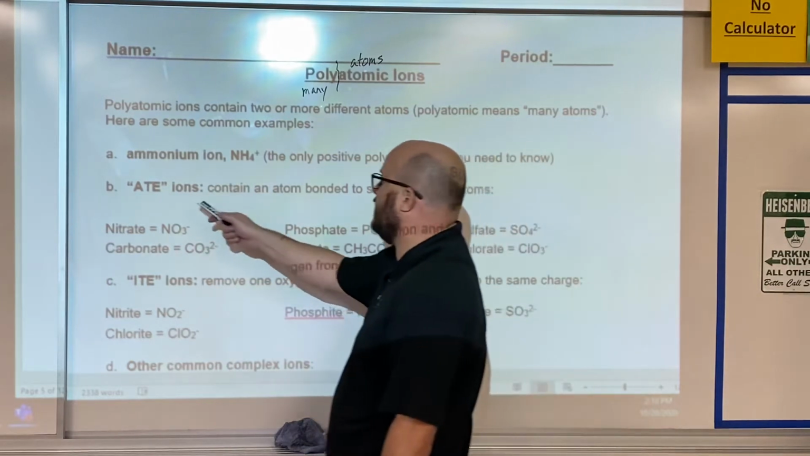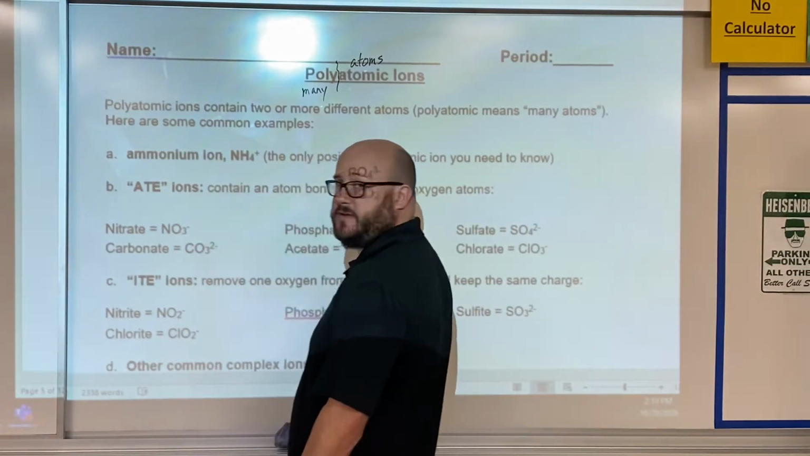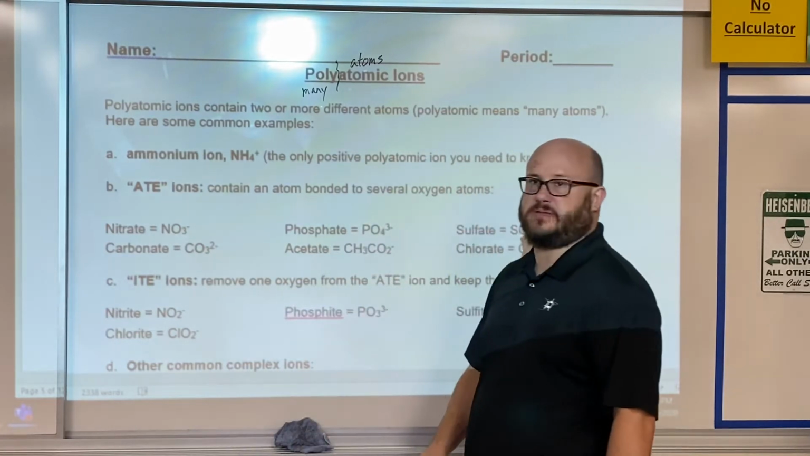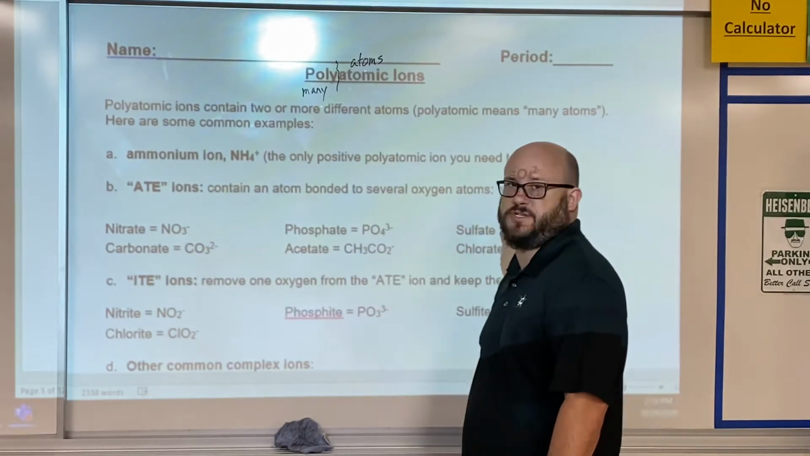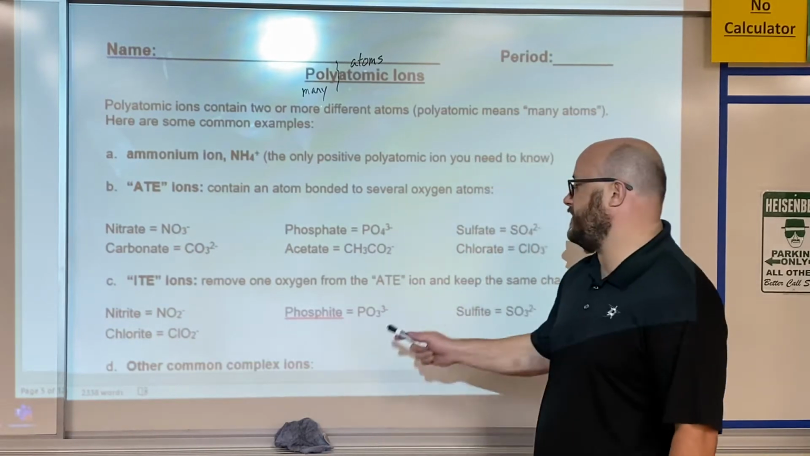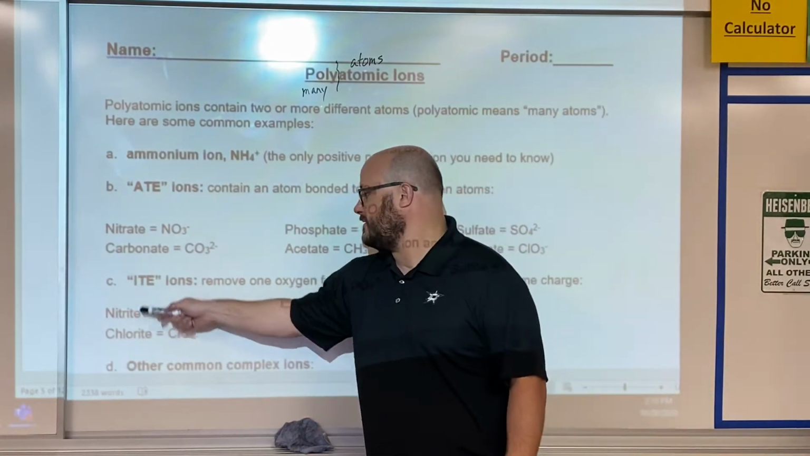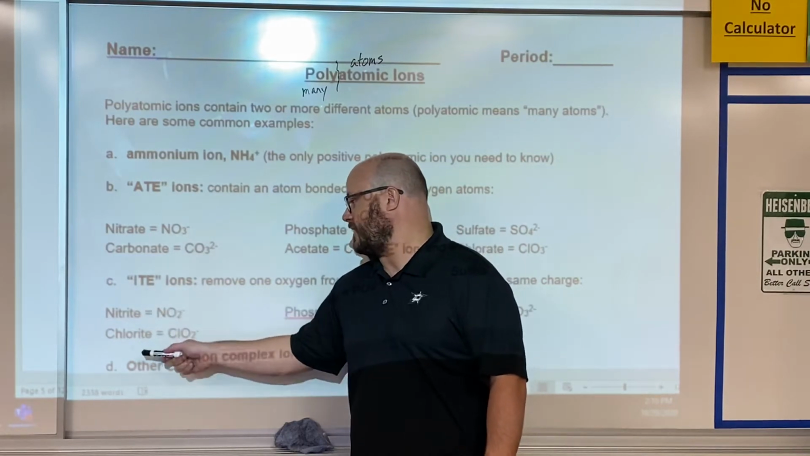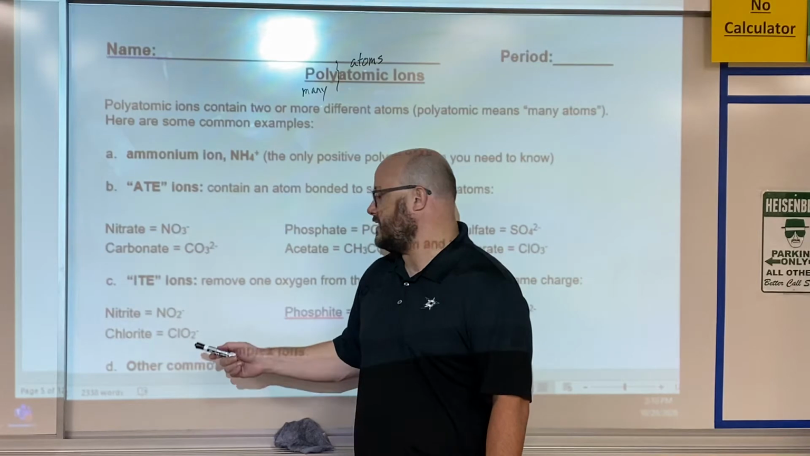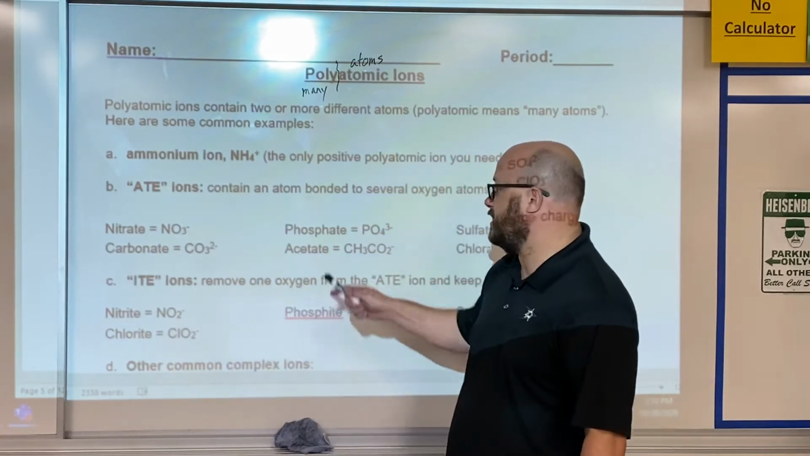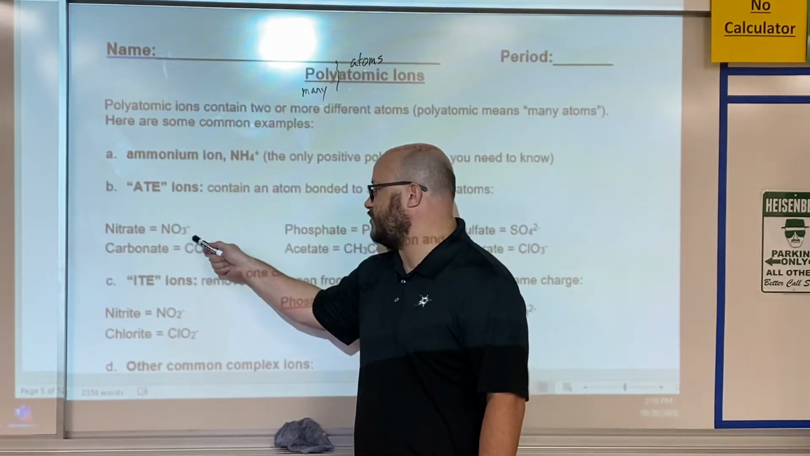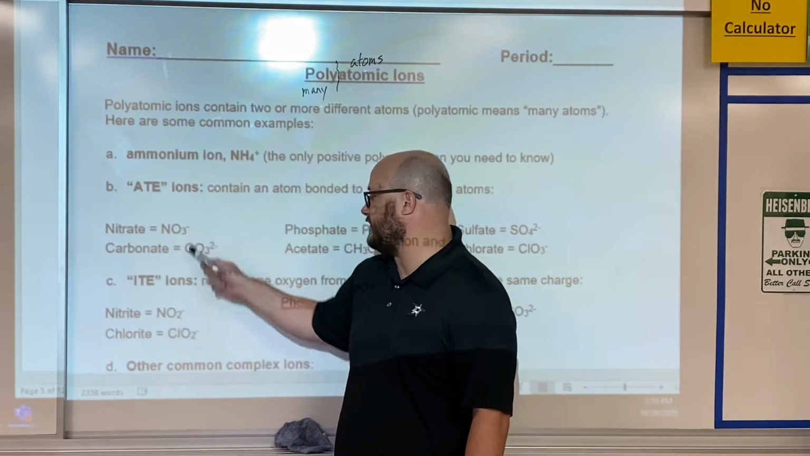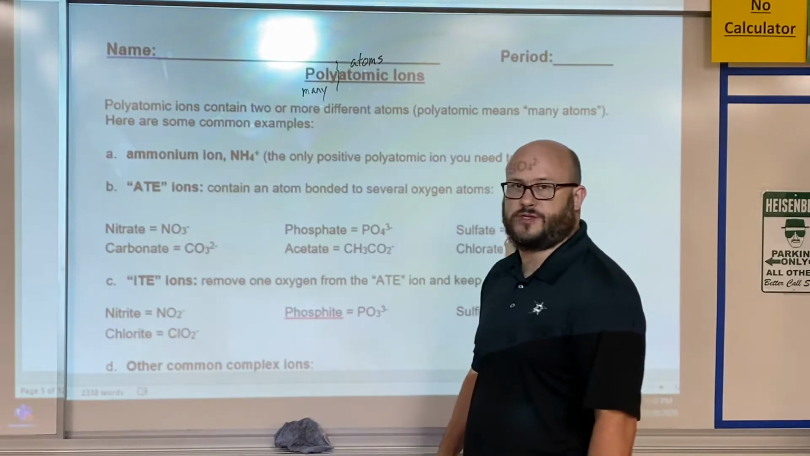If you see ATE at the end of it, nitrate, carbonate, phosphate, that just means it's an element with a bunch of oxygens. Same thing goes for ITE. If you see ITE at the end of a polyatomic compound, you know it's an element with a bunch of oxygens, but one less. Nitrate is NO3, nitrite is NO2, but they both have the same -1 charge.